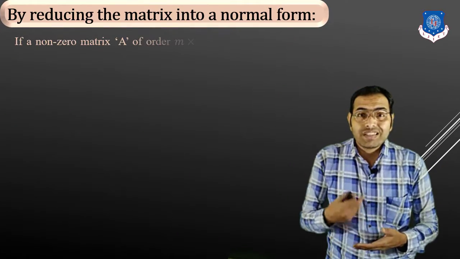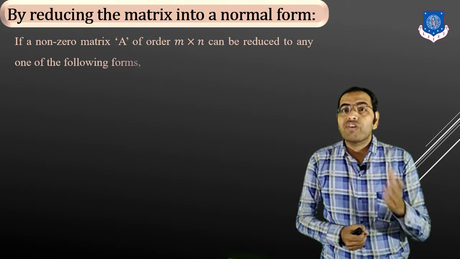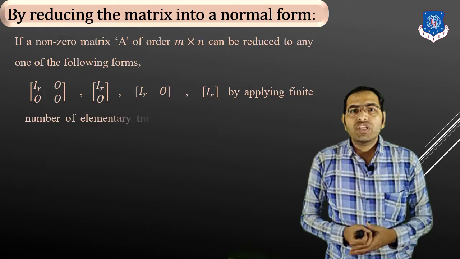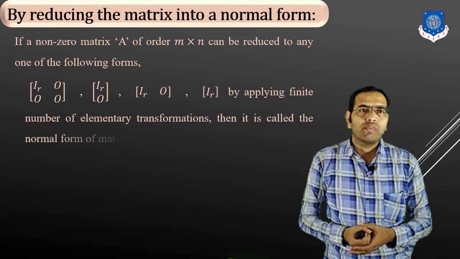or rho of A equal to 2, or we can write rank of A equal to 2. Now let's start with another method of finding the rank. Another method, which is by reducing the matrix into the normal form.